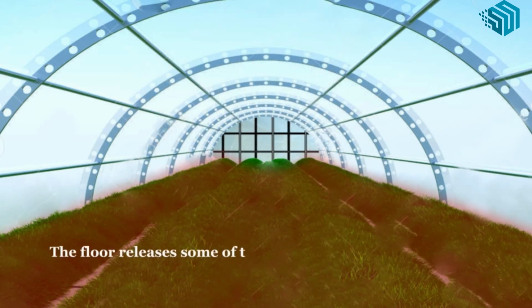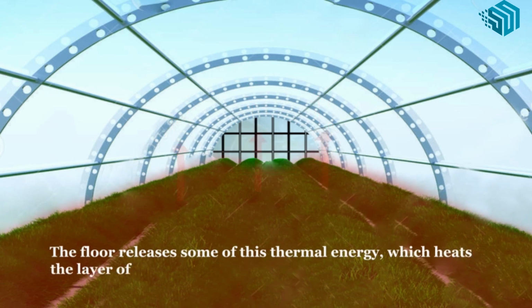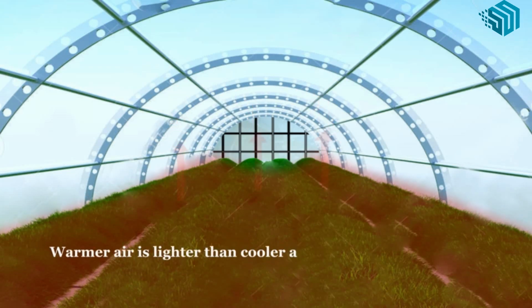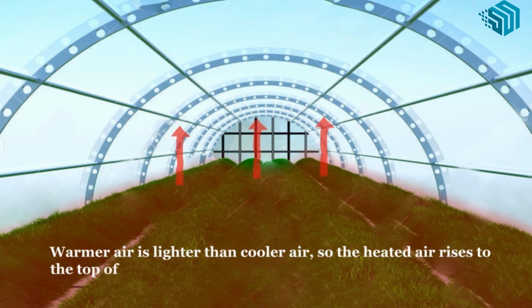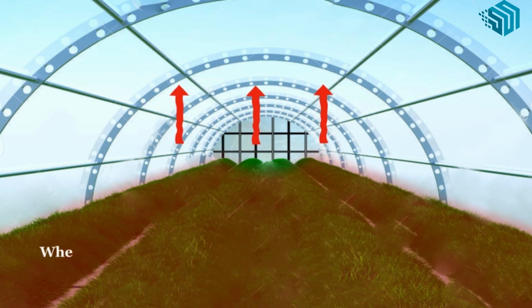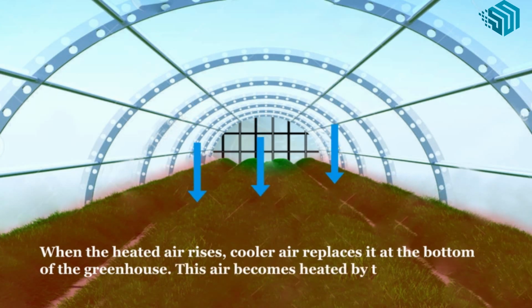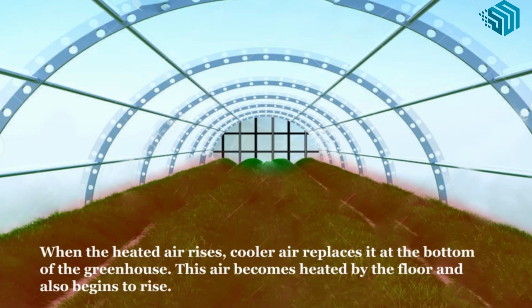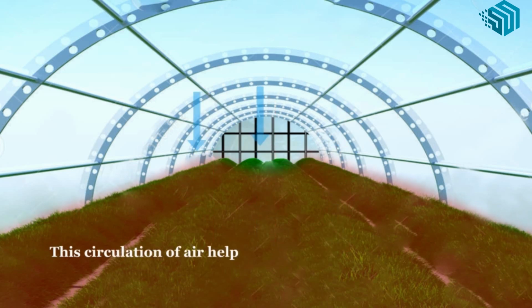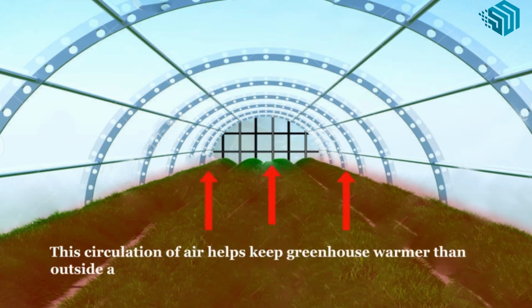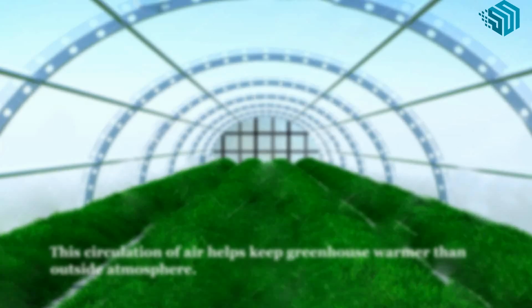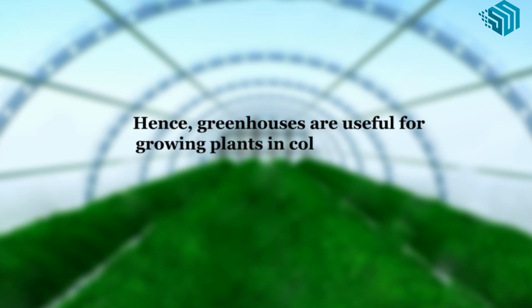The floor releases some of this thermal energy which heats the layer of air at the bottom of the greenhouse. Warmer air is lighter than cooler air, so the heated air rises up to the top of the greenhouse. When the heated air rises, cooler air replaces it at the bottom of the greenhouse. This air becomes heated by the floor and also begins to rise. This circulation of air helps keep the greenhouse warmer than the outside atmosphere. Hence, greenhouses are useful for growing plants in cold climatic conditions.